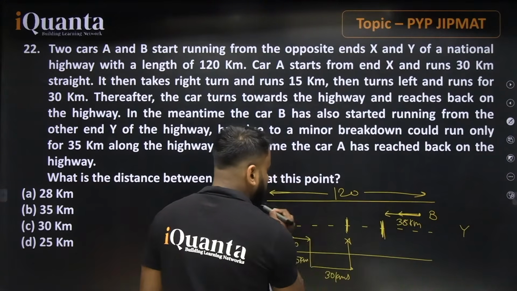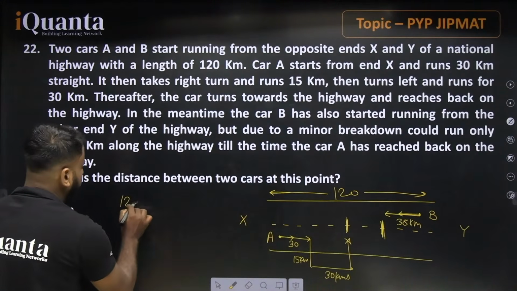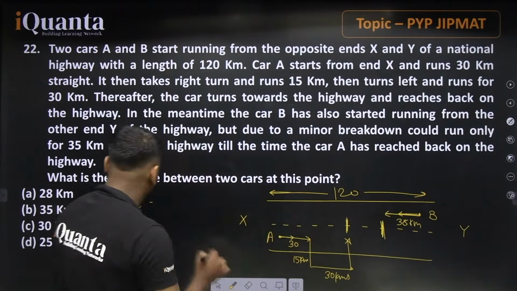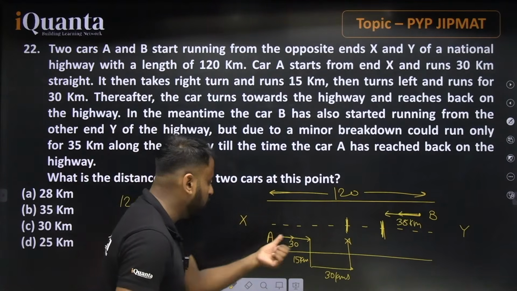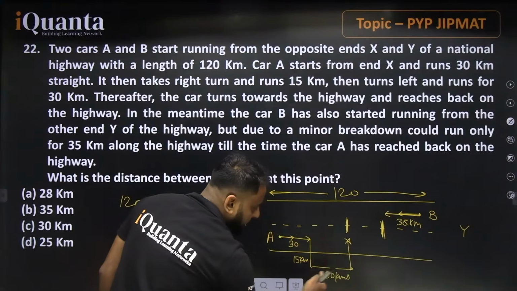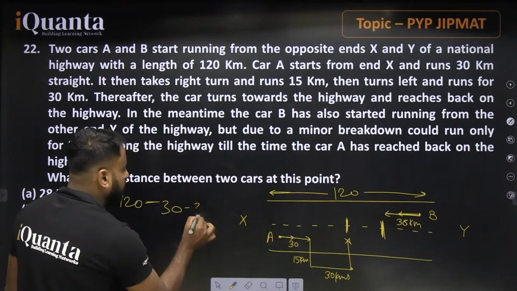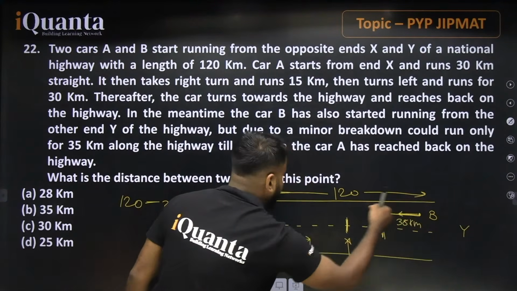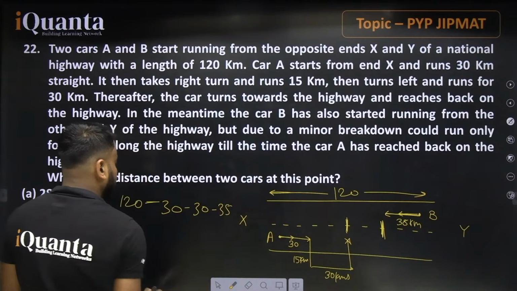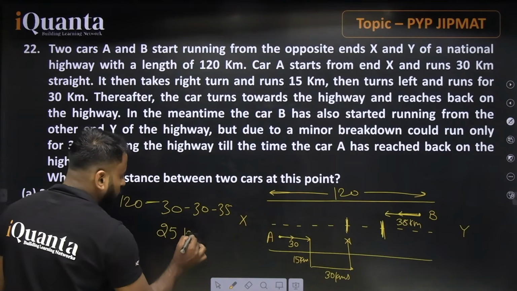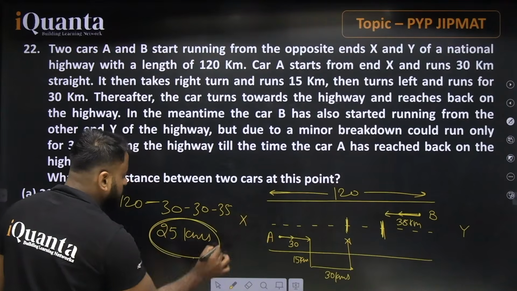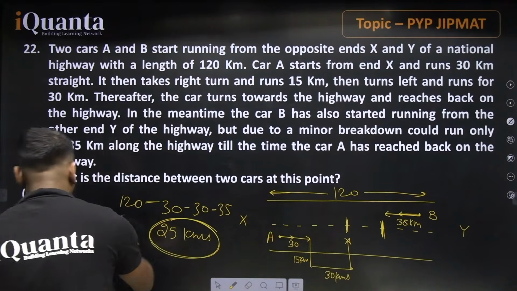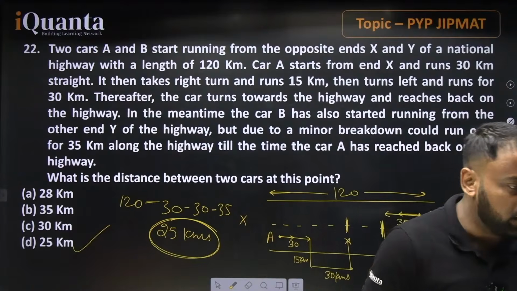If talking about this entire statement, here we have 120 kilometers minus 30 for this distance. We'll just subtract this 30 kilometers and again subtract this 30 kilometers as well. So minus 30 and again subtract this 35 kilometers. So minus 35. This value will be equal to 25 kilometers. It means that now the distance between the two cars will be 25 kilometers, which is option number D, the right one. Right?